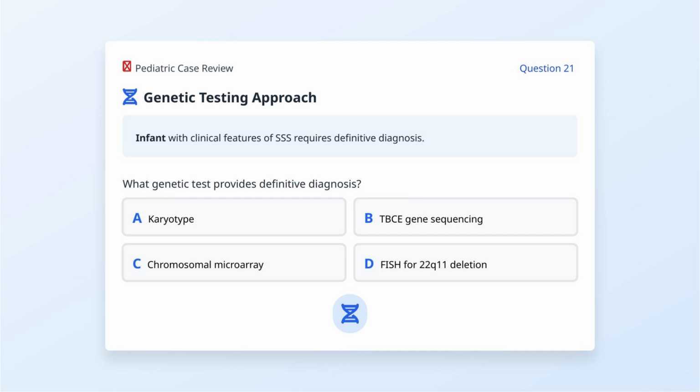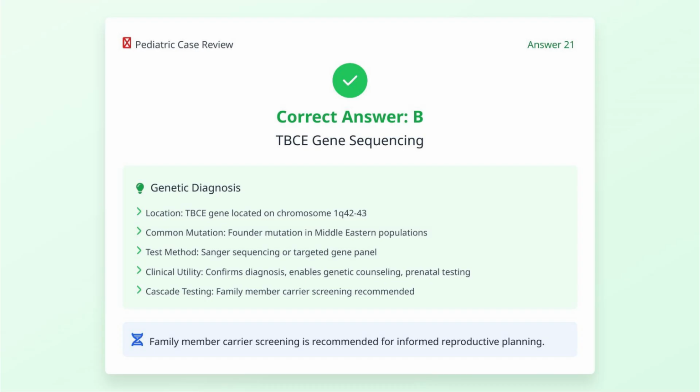An infant with clinical features of Sanjad-Sakati syndrome requires definitive diagnosis. What genetic test provides definitive diagnosis? Option A, karyotype. Option B, TBC gene sequencing. Option C, chromosomal microarray. Option D, fluorescence in situ hybridization for 22 deletion. Consider the specific genetic basis of this condition. The correct answer is B, TBC gene sequencing.